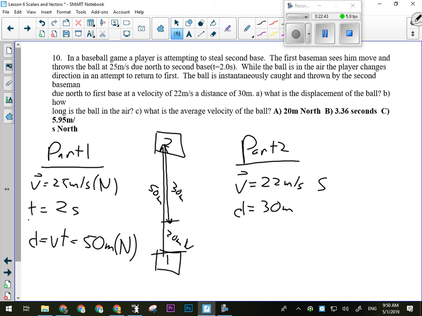The second part of the question is, how long is the ball in the air for? Well, I know the ball's in the air for 2 seconds in part one, but what I need to figure out is how long it is in the air in part two. So for time, v equals d over t; I multiply both sides by t, and divide both sides by v. So t equals d divided by v, 30 meters divided by 22.